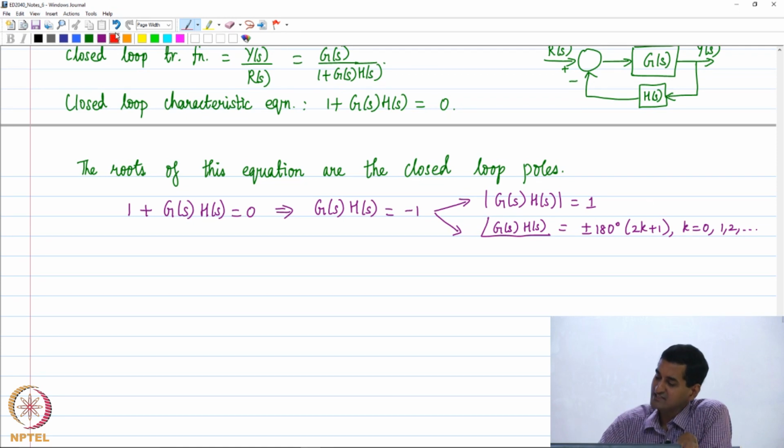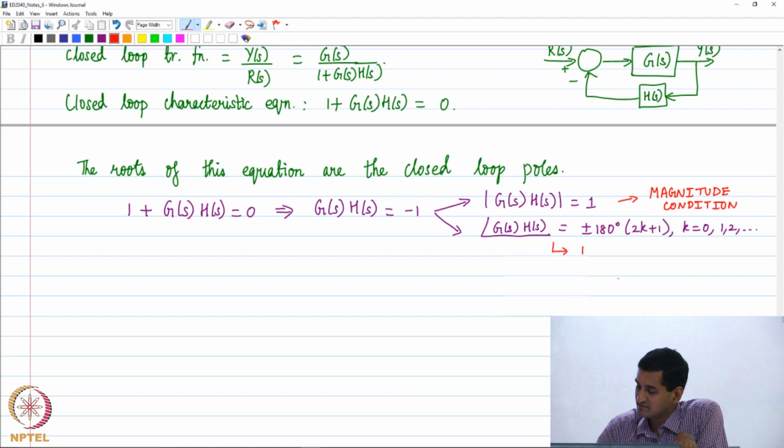So this condition is what is called the magnitude condition. And this condition is what is called the angle condition or the phase condition. Of course, some people will call it the phase condition.